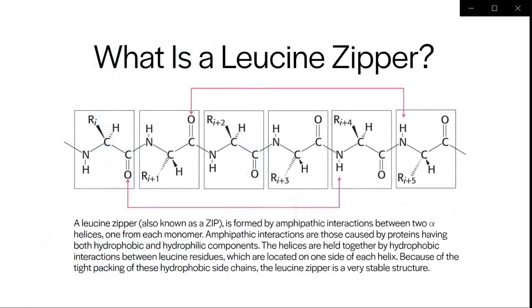Our first slide gives us a brief overview of the Leucine Zipper. A leucine zipper, also known as a zip, is formed by amphipathic interactions between two alpha helices, one from each monomer. Amphipathic interactions are those caused by proteins having both hydrophobic and hydrophilic components. The helices are held together by hydrophobic interactions between leucine residues, which are located on one side of each helix. Because of the tight packing of these two hydrophobic side chains, the leucine zipper is a very stable structure. As you can see from the image, the red arrows indicate where the carboxyl group binds to an amino group 4 residues ahead in the chain.